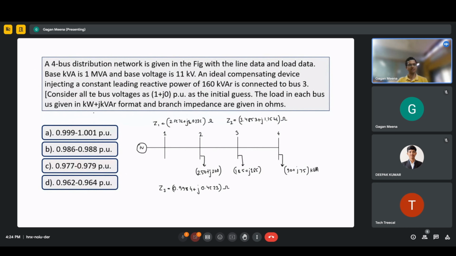So this is the next question. The next three questions are based on this one. It's a 4-bus distribution network with line data and load data given as follows. The base kVA is 1 MVA, and the base voltage is 11 kV. So what is Z base?